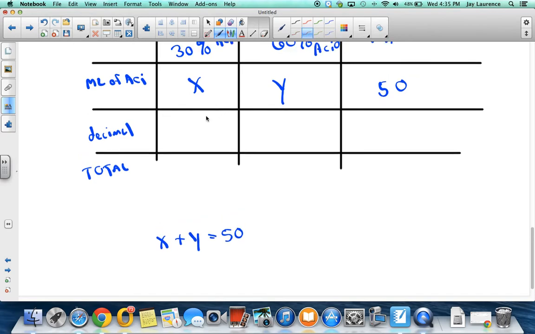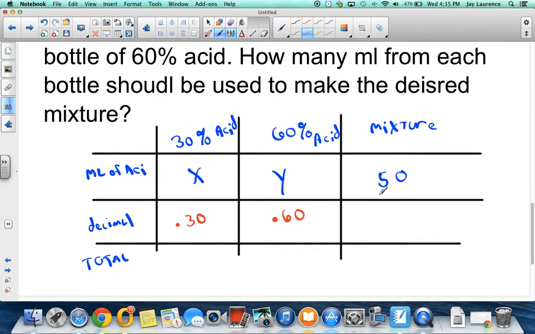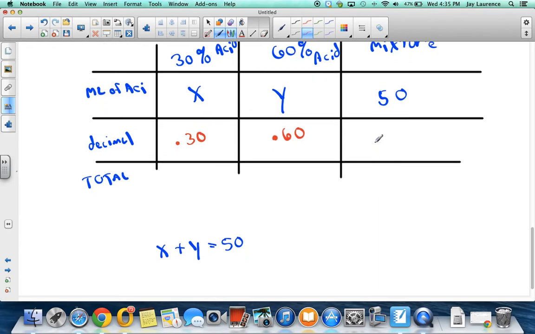Now, the 30% acid, the decimal is going to be 0.30. 60% is 0.60, and the mixture needs to be 0.34, right? 34%? Yep, absolutely. 0.34. And now I multiply down, and I'm going to get 0.30x, 0.60y, and I'm going to get 0.34 times 50, which is going to equal 17.